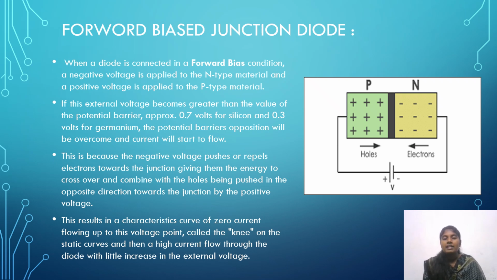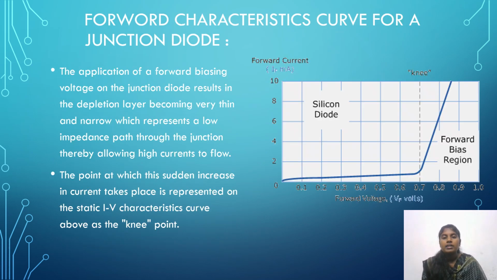This results in the characteristic curve where zero current flows up to this voltage point, which is called the knee of the static curve, and then a high current flows through the diode with little increase in the external voltage. This is the forward characteristics curve for the junction diode. The figure shows the forward characteristics and the flow of current against voltage within the forward bias.